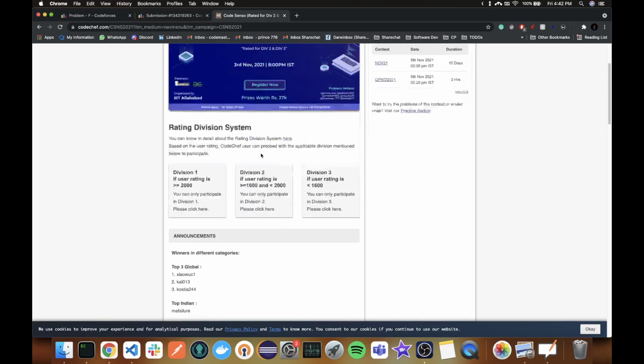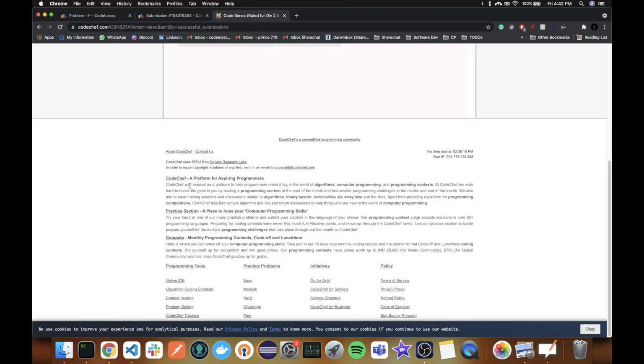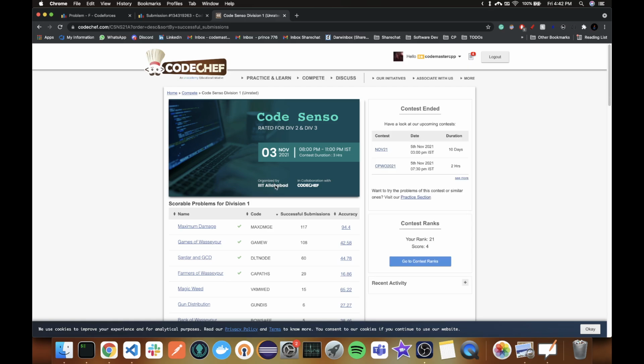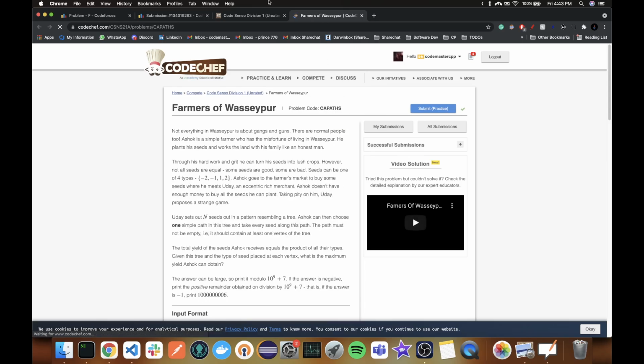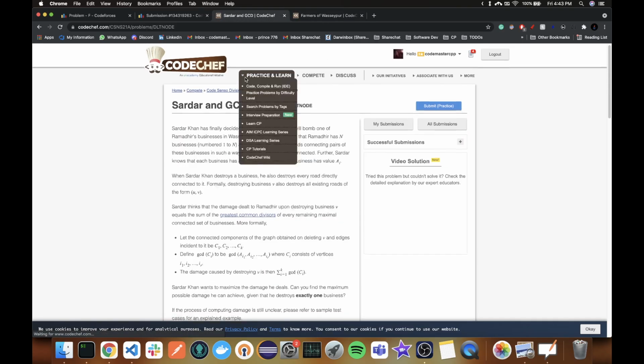Now in this contest, CodeSenso, which recently happened, by IIIT Allahabad, these two problems both could be solved using rerouting, though it wasn't their only solution. I will discuss one of these, and I'll leave one for you to practice, because I think this problem is pretty good for practice. I will discuss this one though.